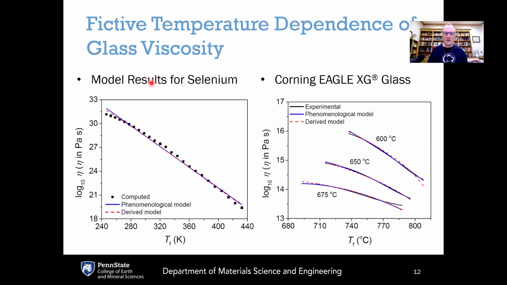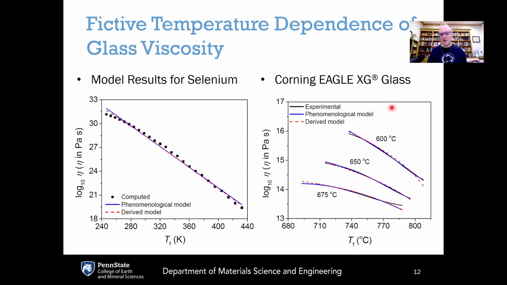We see that also for selenium. So this is a chalcogenide glass. This has, in this case, calculated viscosities here based on energy landscape simulations given by the black dots. And then the model results are given by the red dashed line here. So this is now as a function of fictive temperature, where you can see that the viscosity is changing by over 12 orders of magnitude with respect to fictive temperature. So it's a huge variation, and the model is able to capture that.